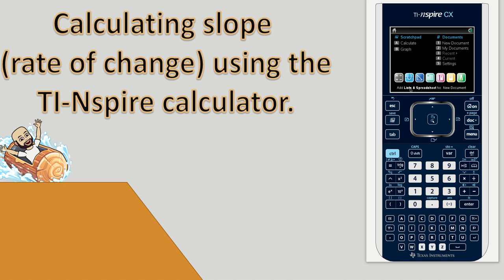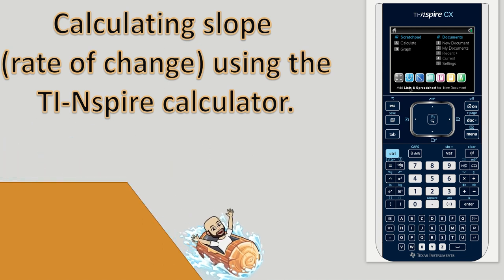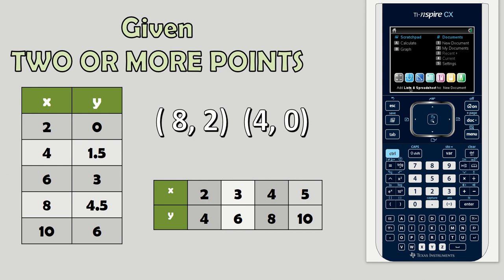In this video, I'm going to show you guys how to calculate slope, which they also call rate of change, from a linear function using the TI-Nspire calculator. For this specific video, we're going to stick to 2 points or more. There are other types of representations that they might give you, which is a graph or also an equation. So for this one, we're going to stick with 2 points or more because we are going to use the spreadsheet application that we can find in the TI-Nspire.